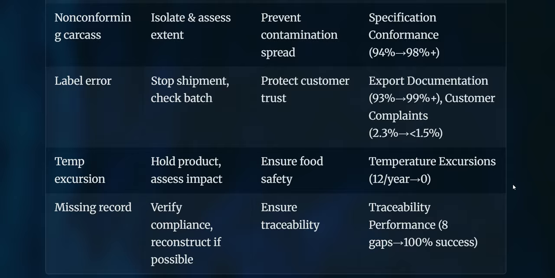Finally, missing record as a nonconformity. The immediate action required here is to verify compliance and also to reconstruct if possible. The justification for such immediate action is to ensure traceability intactness, and the objective we are supporting with such action is traceability performance enhancement, to eliminate the 8 gaps we have from our gap analysis and ensure 100% traceability success.